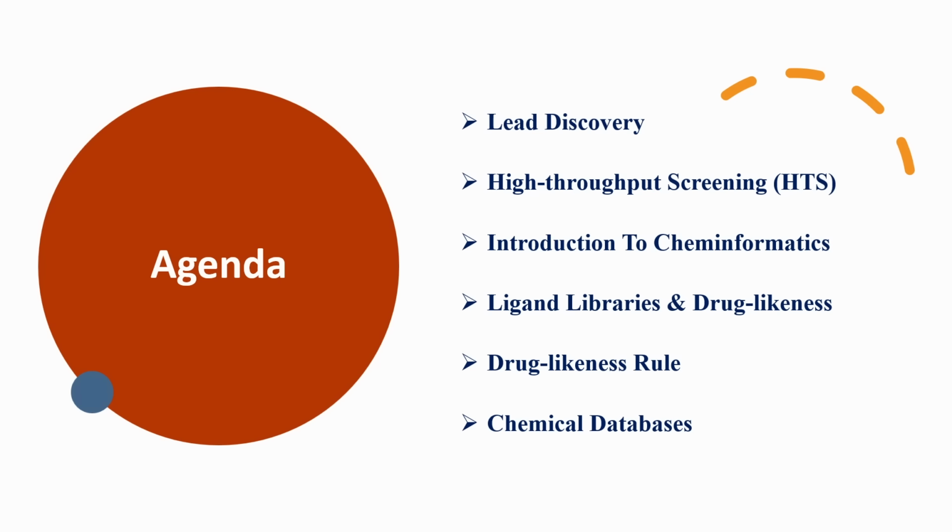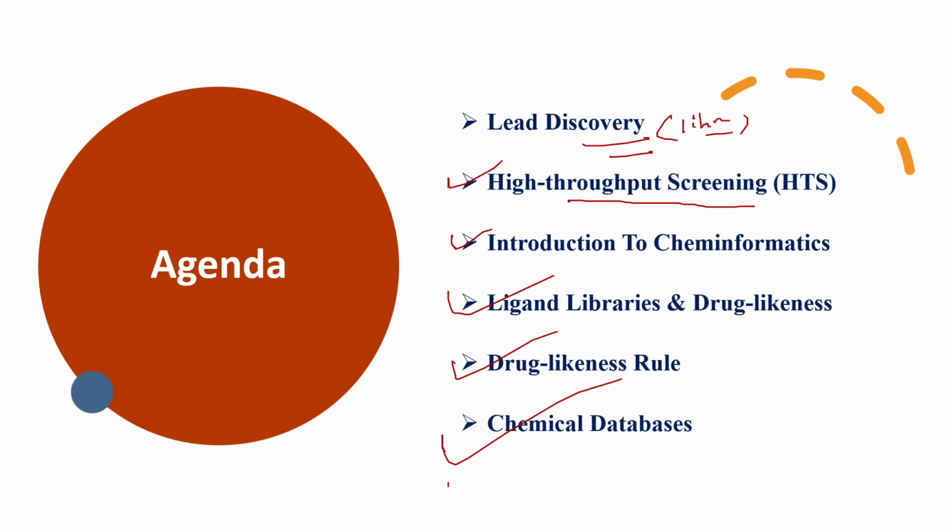So in ligand optimization, we first have to find out the lead, as I have already mentioned a lot of times. So we set up the library. We have to prepare a library. There are automatic robotic machines for this, which is called high throughput screening. Then we'll discuss what is chemoinformatics, the library, drug likeness, the rules of drug likeness, and the databases to find or prepare the ligand molecule.